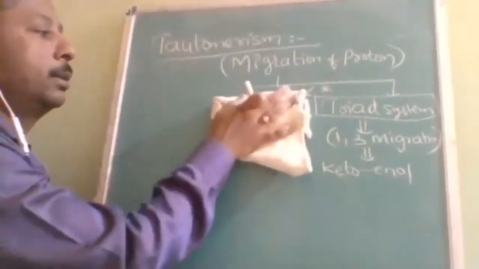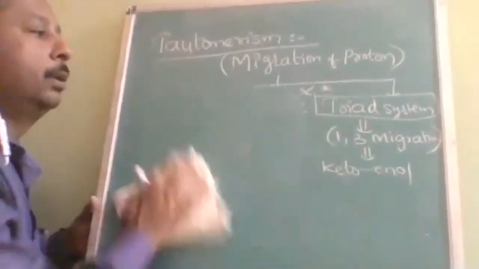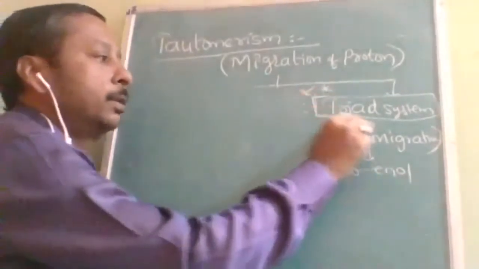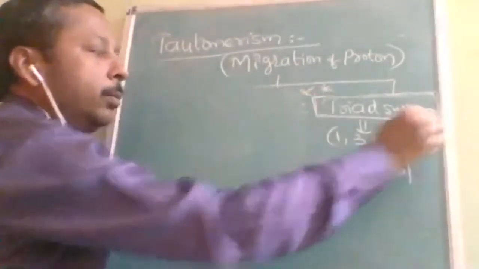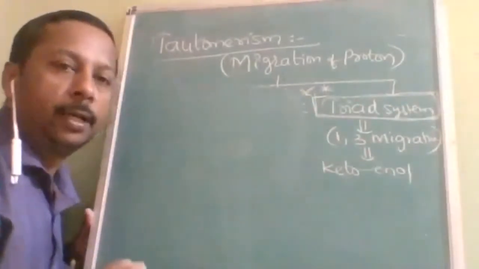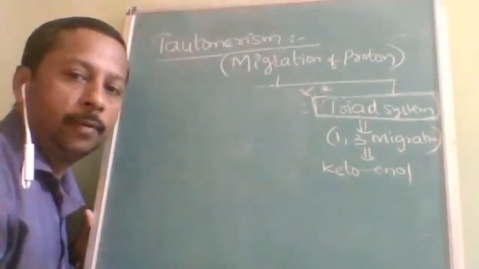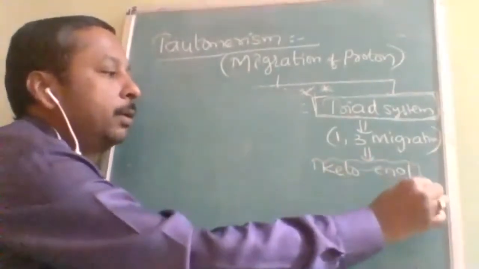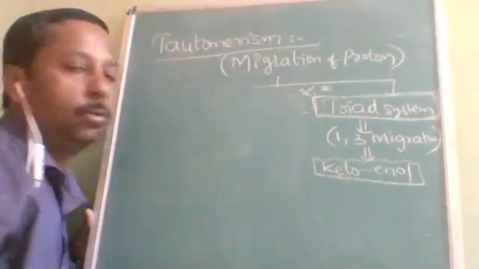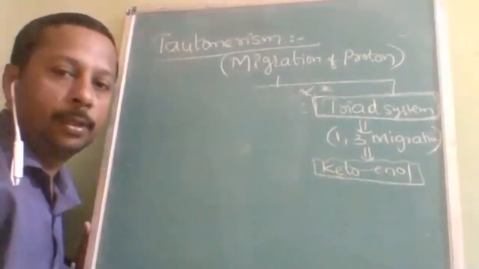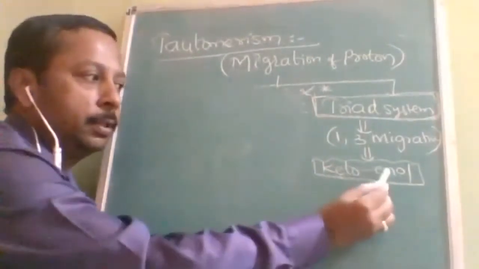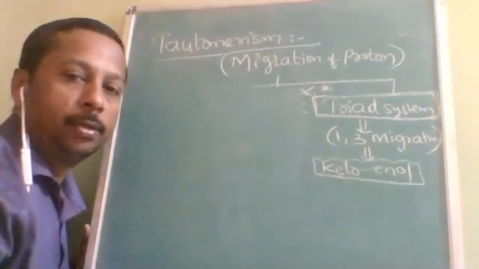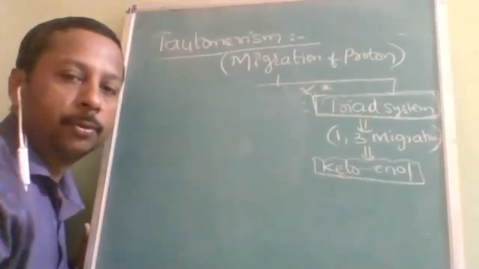In the triad system, what is there? It should be 1,3 migration. That means proton should move from first atom to third atom, let it be any polyvalent atom. In that, the most expected questions are from the keto-enol tautomerism. So this is one functional group, this is another functional group. 1,3 migration example is keto-enol tautomerism.